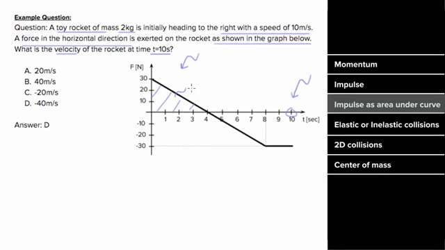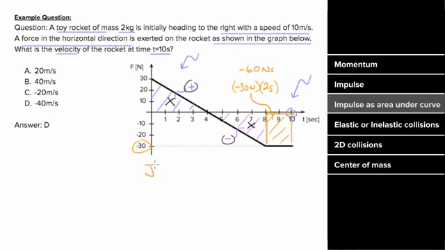This triangle would count as positive area. This triangle would count as negative area. And since this triangle is just as positive as this triangle is negative, these areas cancel completely. And the only area we'd have to worry about is the area between 8 seconds and 10 seconds. This is going to end up being a negative area since the height of the rectangle is negative 30 and the width of the rectangle is going to be 2 seconds. This gives an impulse of negative 60 newton seconds.